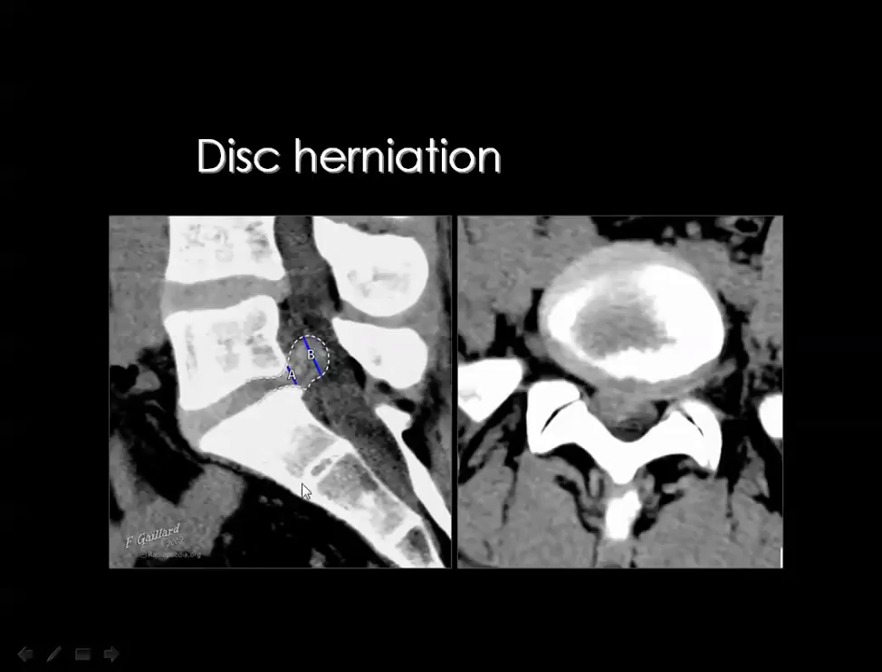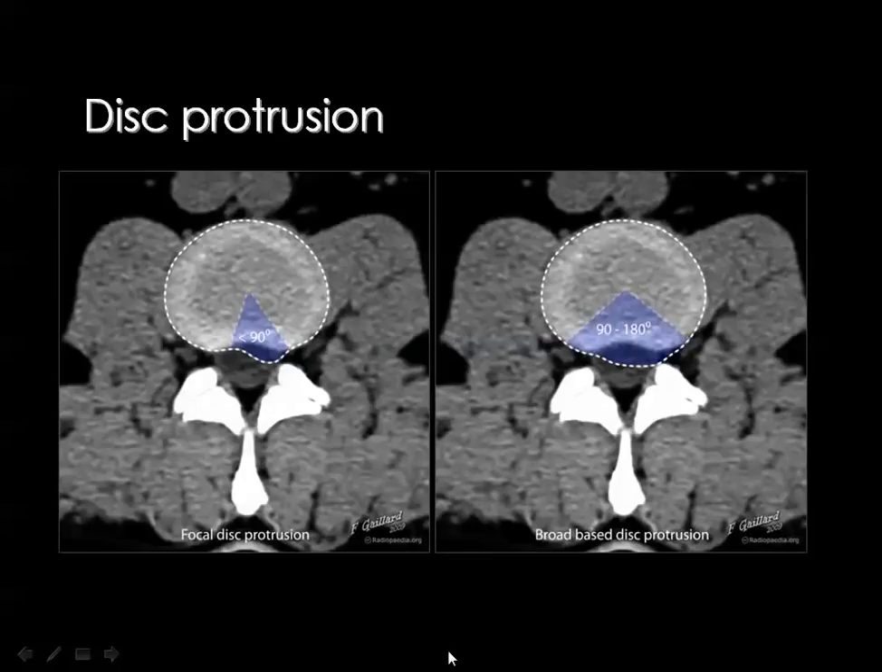If it is more, you consider it herniation. But if you see that the disc is extending up or down beyond the limits of the vertebral end plate above or below, you call this herniation for sure, and you can diagnose this herniation from the sagittal images, and also from the axial images.